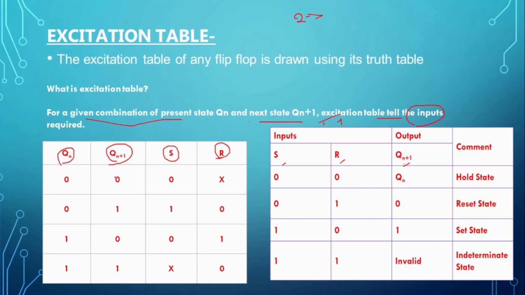Qn is filled with 0 0 1 1, and Qn plus 1 is filled with 0 1 0 1. If Qn is 0 and Qn plus 1 is 0, the input S is going to be 0 and R is in don't care condition. If Qn is 0 and Qn plus 1 is 1, the input S will be 1 and R will be 0.